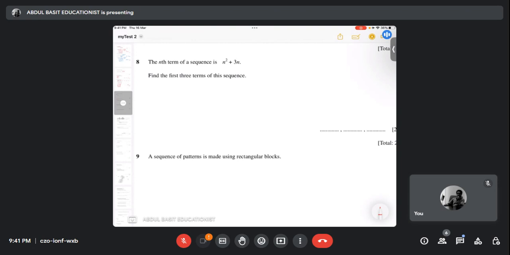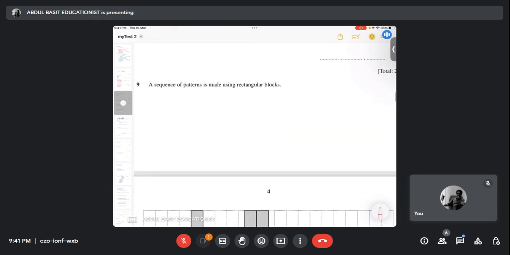Okay, again Ramsha. The sequence formula is given. They say that find the first three terms of the sequence. Can you do this now? Hopefully. Yes. Okay. A sequence of patterns is made using rectangular blocks.